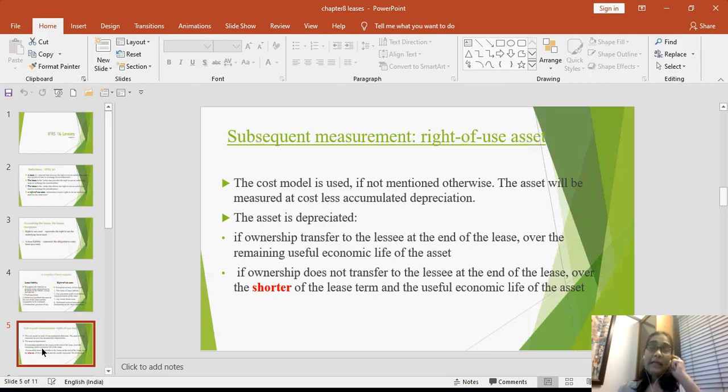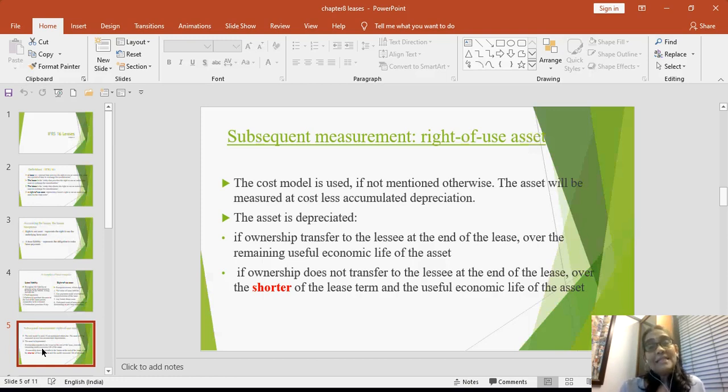Okay, just remember, if the asset is going to be transferred to the lessee at the end of the lease term, then the depreciation would be charged over the economic useful life of the asset. This is very logical because the ownership is transferred to the lessee, so he will continue to use it over the economic useful life, and therefore the asset would be depreciated over the economic useful life.